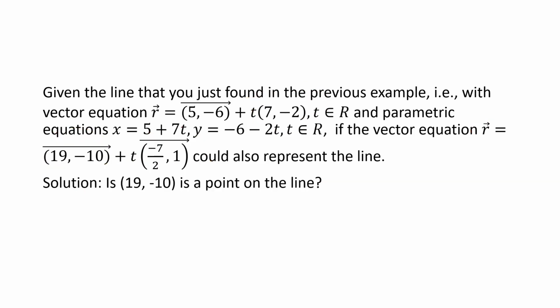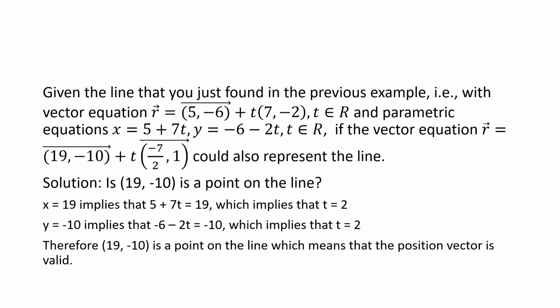So is 19, negative 10 a point on the line? Well, the answer is yes. What we do is we let x equal 19, and that means 5 plus 7t equals 19, which means t equals 2. And then we let y be negative 10 and solve, and we get t equals 2. So we got the same answer both times. If you don't like doing that, then what you do instead is you take that t value of 2 and plug it in for the y value.